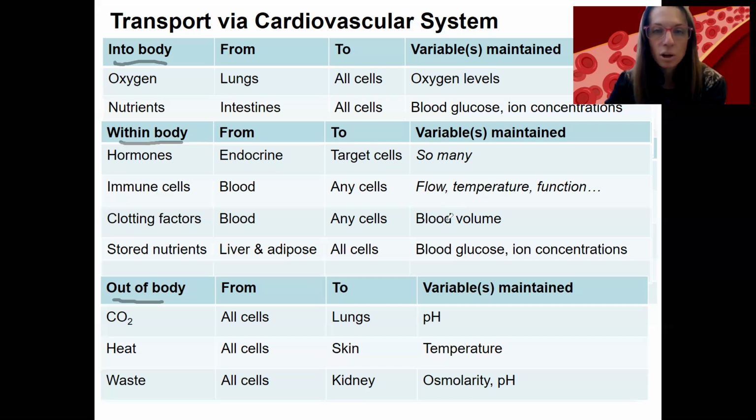And when we draw a feedback loop, we might start with a disruption in one of these variables here that then is going to cause a change in the delivery of that substance as part of the response. We don't always draw blood vessels, blood carrying something as part of a response, but it's often going to be part of a response.